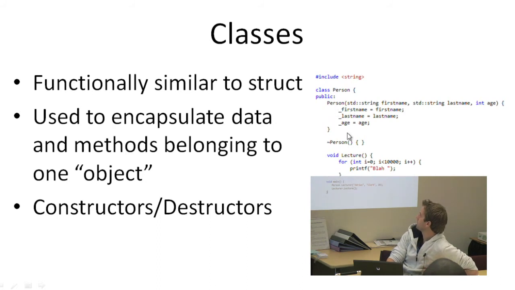We have constructors, like we saw in Processing, where it's the same name as the class and we can pass arguments. So down here we say person lecturer, Adrian Clark, and it will store the first name in here, the last name in here, and the age in here, and then we just copy it into these private members. And in C++, we also have a destructor, which basically gets called when you delete the object. So maybe if you've opened a file in here, when you delete the object, you want to close the file or something like that. And then various methods. So here we have this lecture which prints out blah 10,000 times.